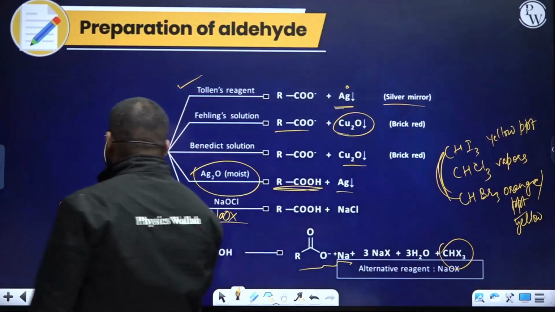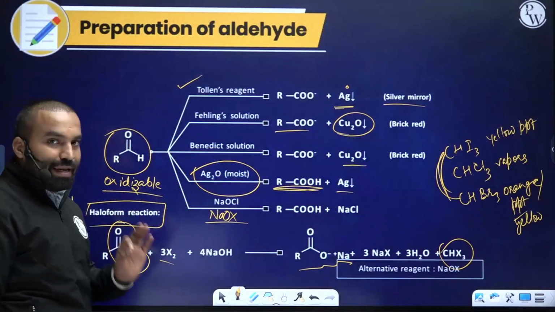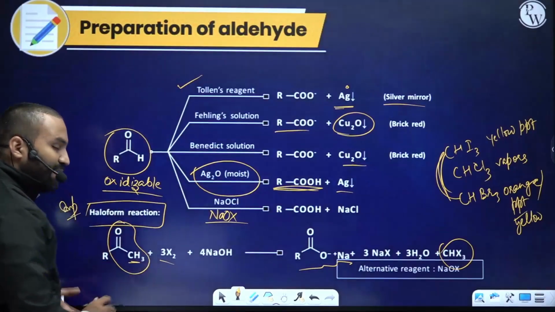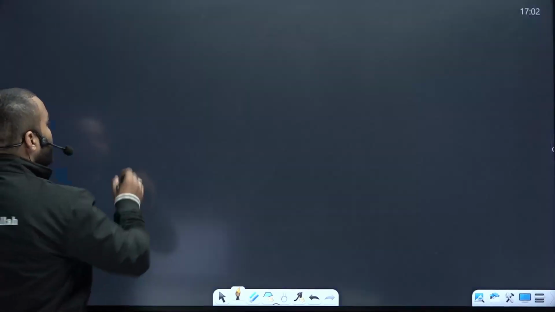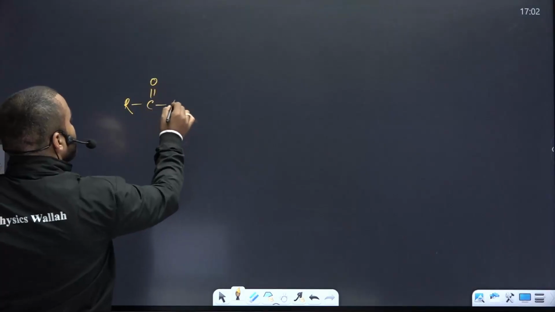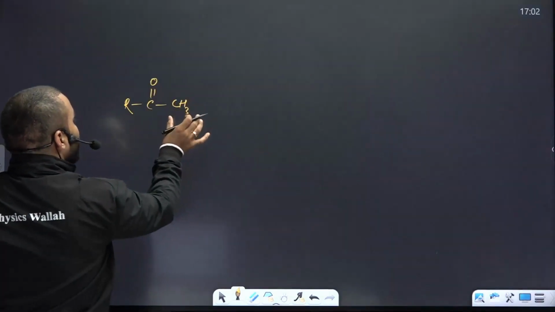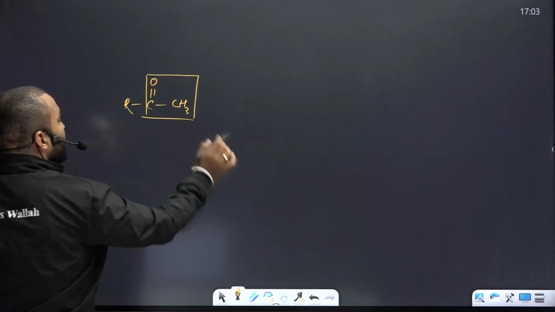The reaction is very important. Which particular molecules will show this reaction? Only ketones. Which type of ketones? Methyl ketones. That means in the terminal chain, whatever R group is present on this side, the chain must be ended by CH3. This should be the end of the chain.